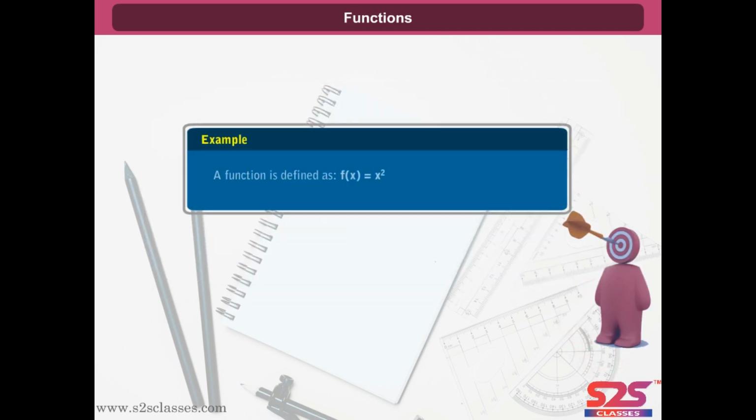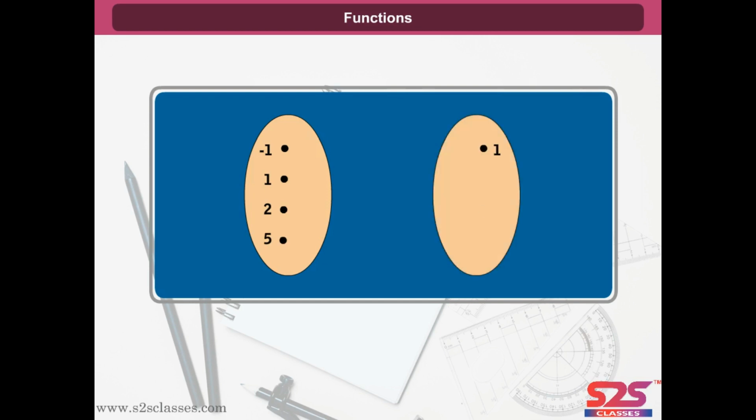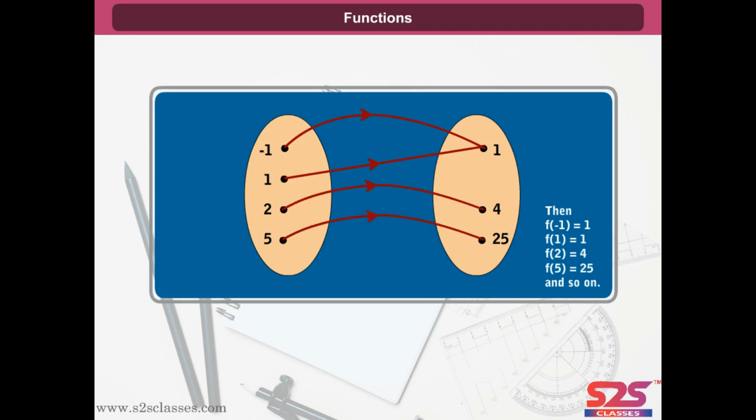Have a look at the example. A function is defined as f(x) is equal to x squared. Then the mapping is done as shown. This function f maps numbers to their squares.